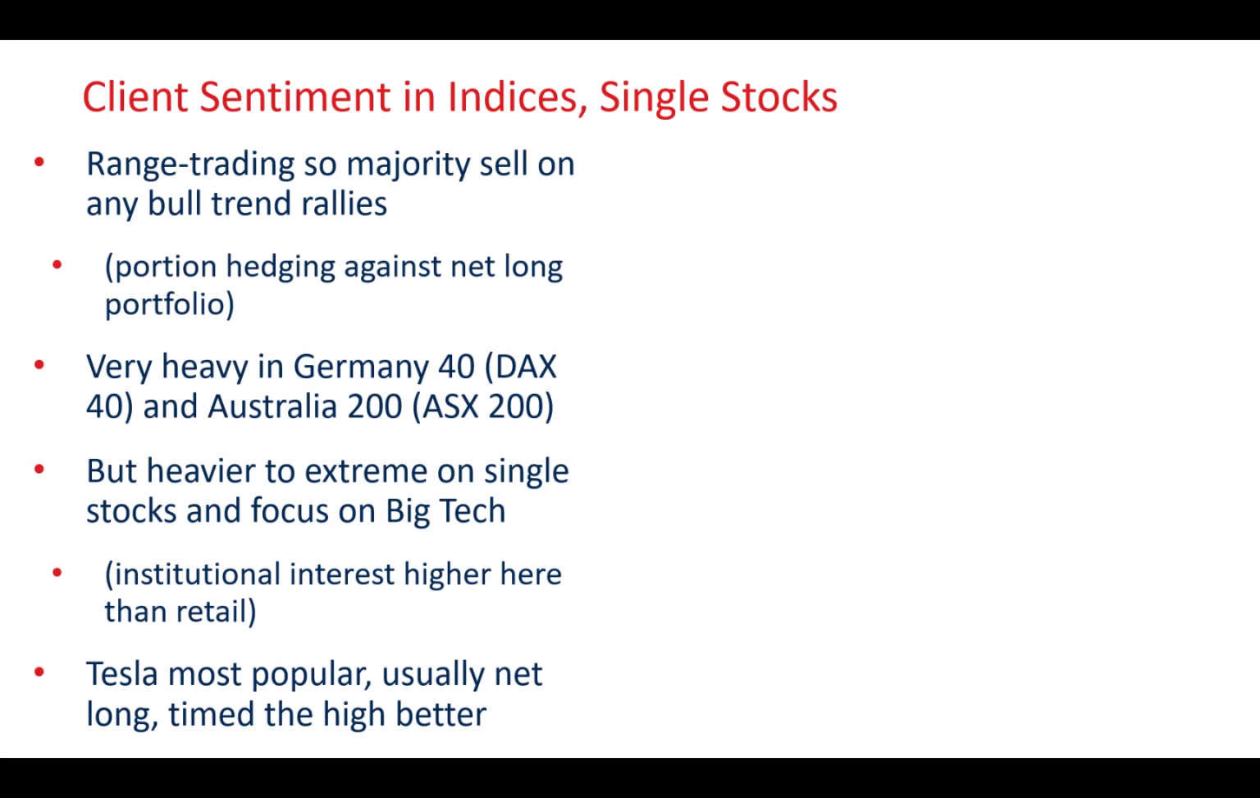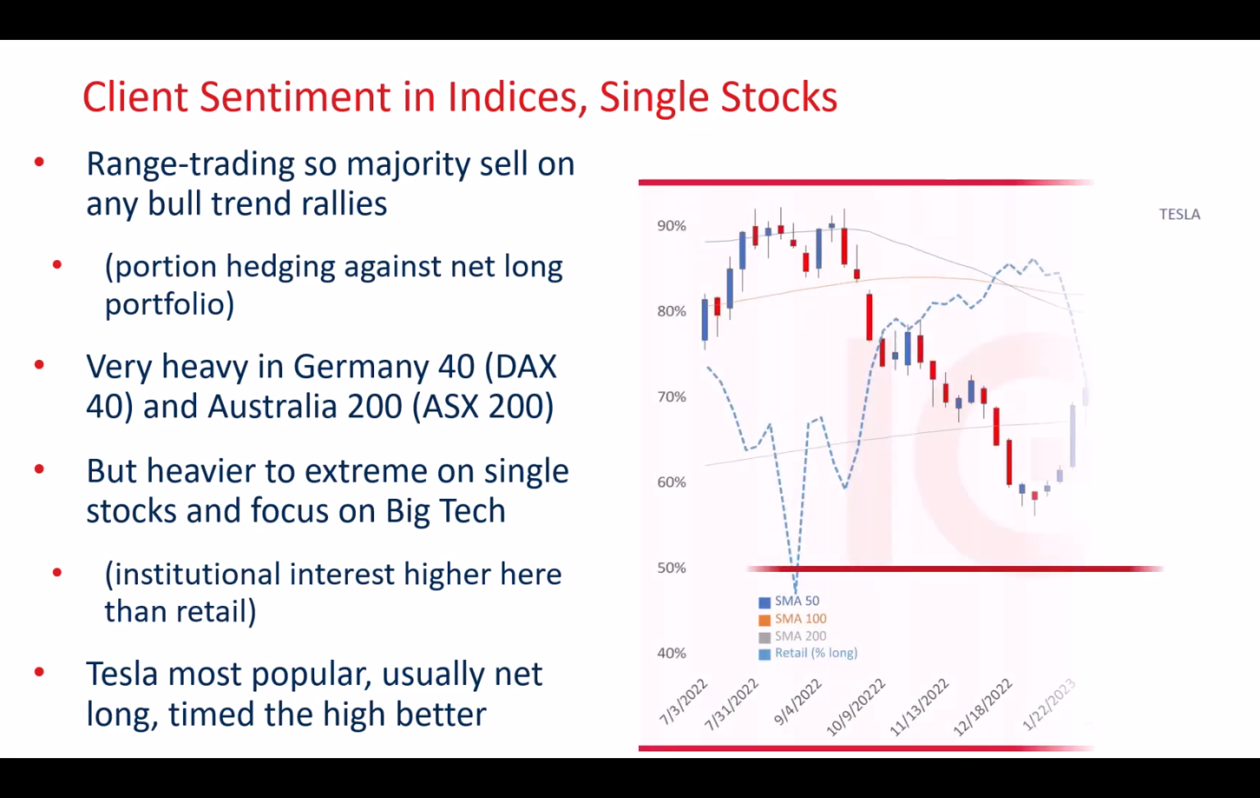Usually, it's consistently the most popular traded single stock at IG, and usually they're net long, but they did manage to time the high around mid last year a little bit better. You can see here that IG client sentiment was majority buy for almost all of it, briefly, when it reached record highs, going to majority sell territory and then back. So that was timed quite nicely, but in general, holding majority buys, anticipating further gains. So that's something to note over there.